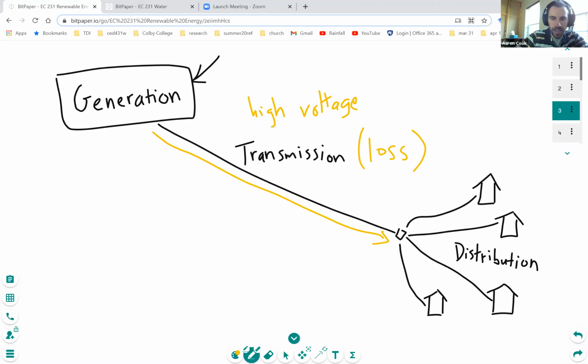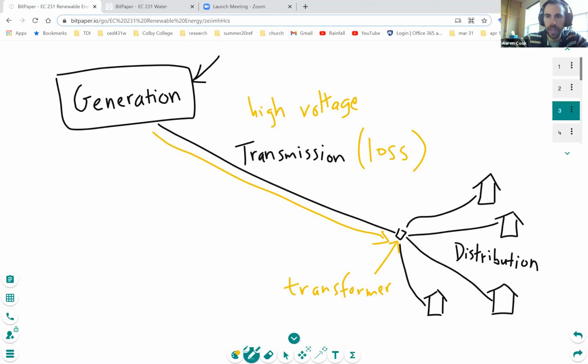And then eventually you get a transformer which will reduce the voltage and get it down to a voltage that's more usable for household use and everyday use. And then you get to the part of the grid that deals with distribution.